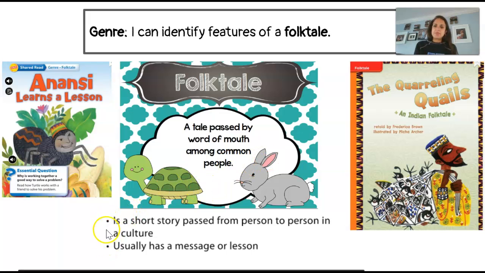So again, here's some bullets that help us identify the features of a folktale. It is a short story passed from person to person in a culture and usually has a message or a lesson, which today or this week we will call a theme. You will also read The Quarreling Quails. And quarreling, that's a big fancy word for fighting. So that gives you a little introduction to what this book is going to be about: the fighting quails. And quails are like a type of bird.